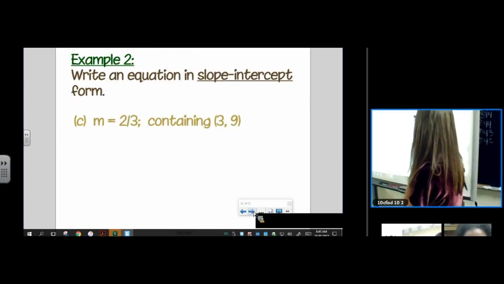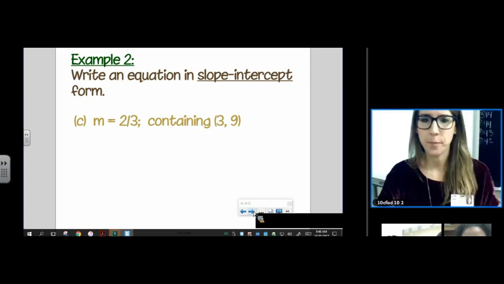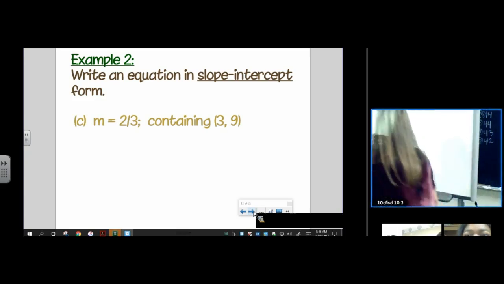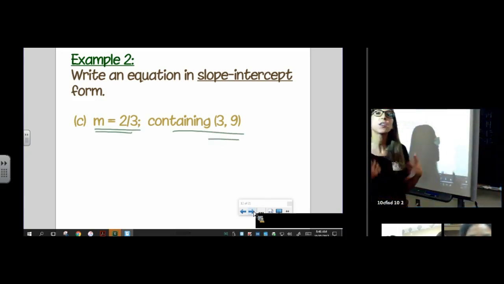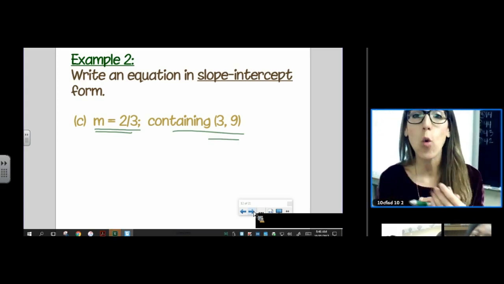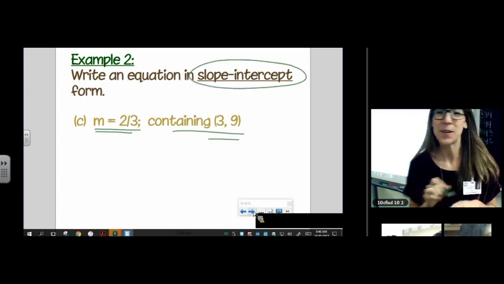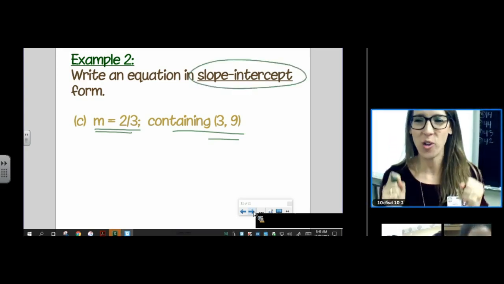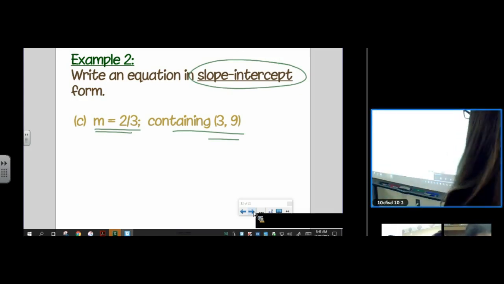Let's do this example. Write an equation in slope-intercept form. So I give you a slope and a point, and you need to be able to produce the equation of the line. Like I said earlier, we're going to stay in our happy place. We're going to stay in slope-intercept form all unit long. Thank you, Harvey. 2017, only slope-intercept.